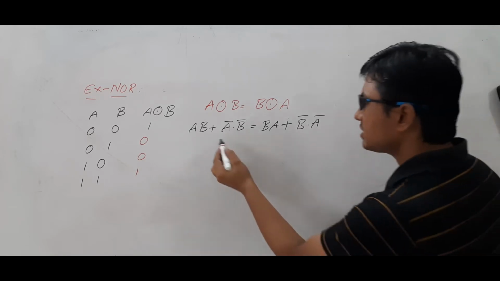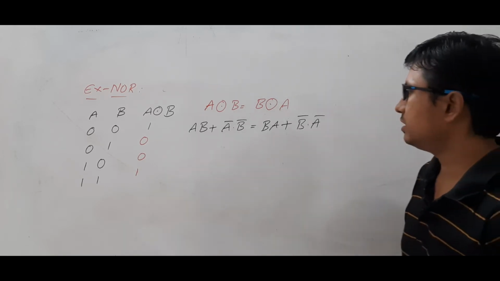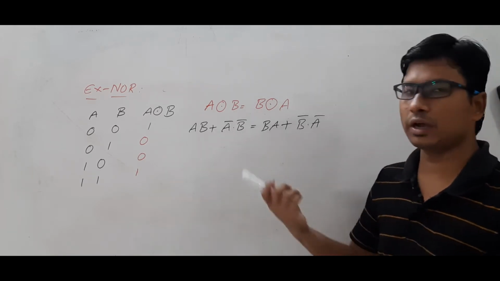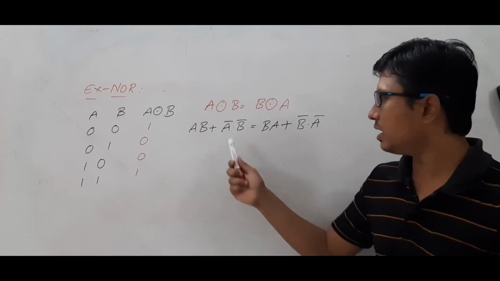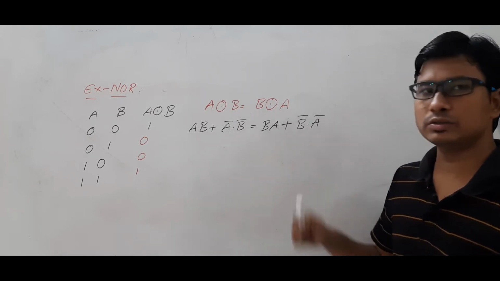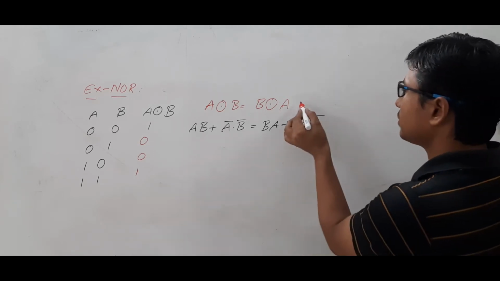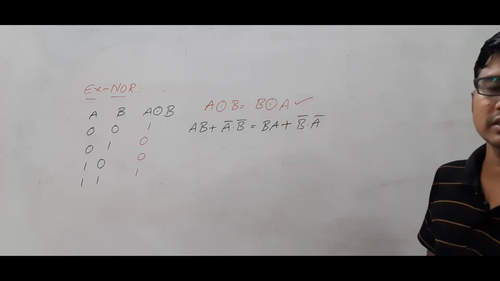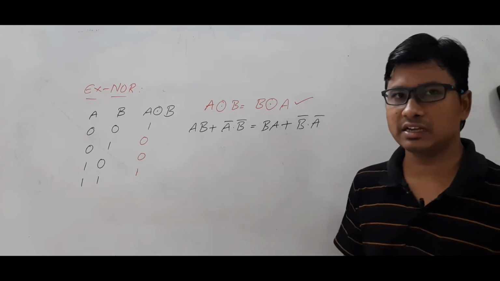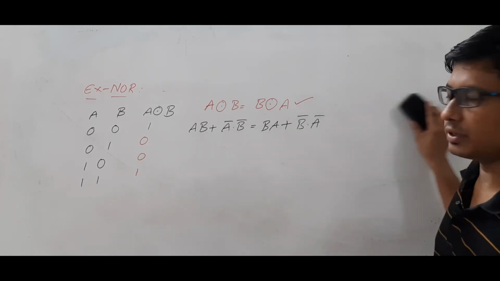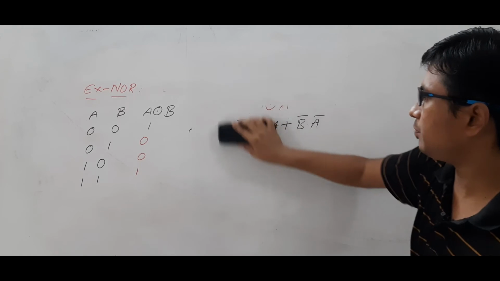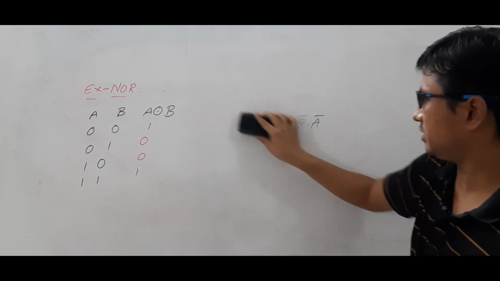Now, is the left hand side equal to the right hand side? Yes. Here you have AB, here you have BA. Both are the same. And A complement, B complement, here also you have. So I can say that the left hand side is equal to the right hand side, so exclusive NOR satisfies the commutative property. If you want, I can also prove it with the help of the truth table.